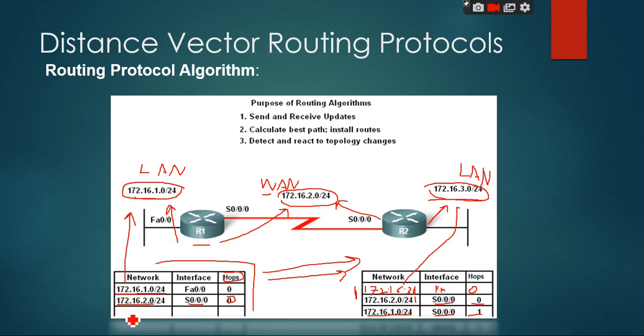And after some time R2 will also send this update to R1, so R1 will update its routing table with 172.168.3.0, and again it will be the same Serial 0/0/0, and the hop count will be 1. So this is the process. This is how routers communicate with each other.